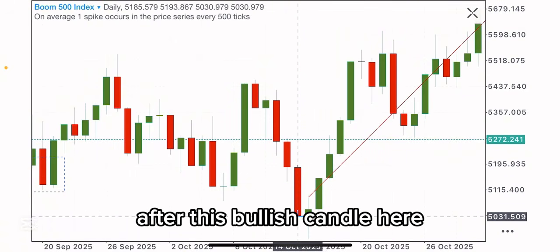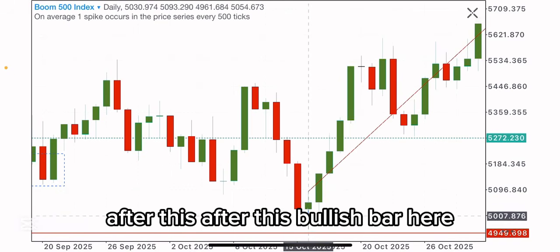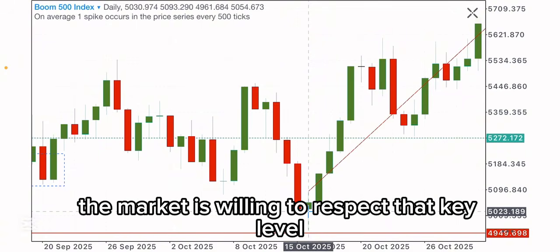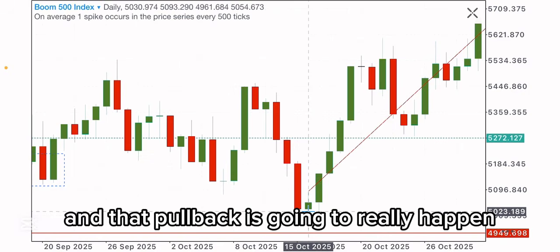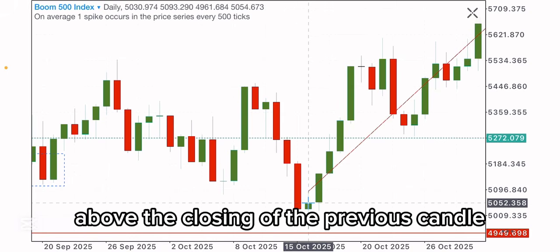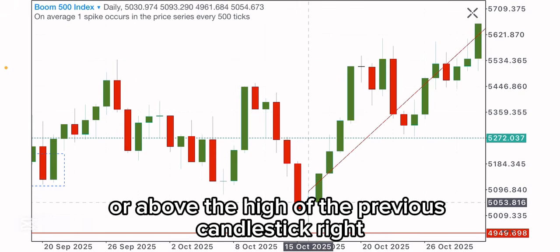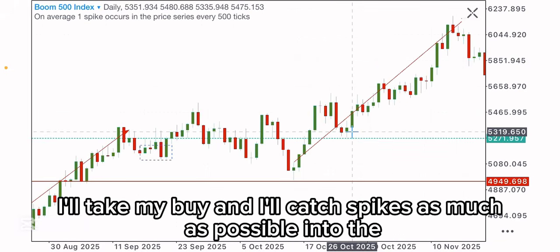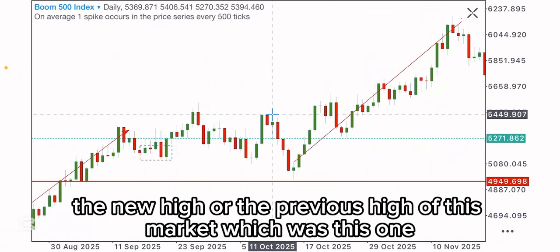After this bullish bar here, I want to see that truly the market is willing to respect that key level, and that the pullback is really going to happen. So I want to wait for the next candlestick to close above the closing of the previous candle, or above the high of the previous candlestick, right? So this would be my perfect entry right here. After the closing of this candlestick, I'll take my buy and I'll catch spikes as much as possible into the new high, or the previous high of this market, which was this one.